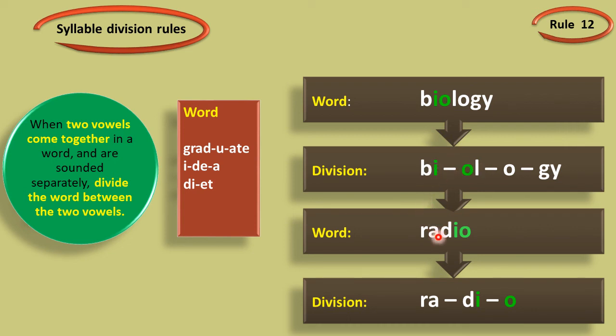Let us see one more example, that is radio. See here, radio. RA, DI, O. And here IO again, two vowel sounds which came together but are sounded separately. I is represented by one vowel sound and O is represented by another vowel sound. Radio. Okay, now where is the division? The division is in between I and O. Got it?